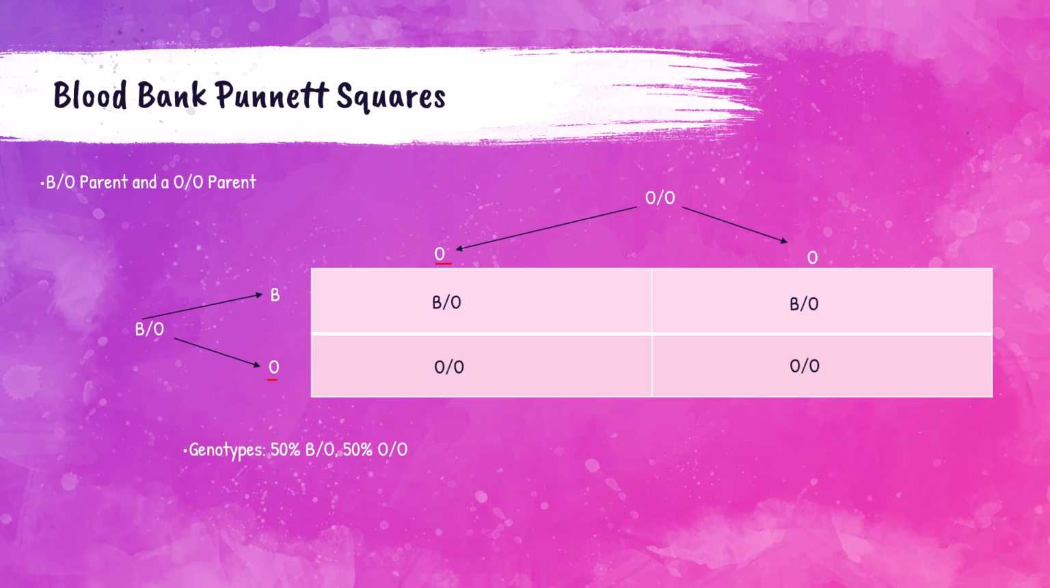So what are the phenotypes going to be? So those are the genotypes. So the phenotype, so a B/O is going to express as a group B patient, right? So we have 50% group B, and then an O/O is going to present phenotypically as a group O. So we have 50% group B, 50% group O. All right, so that's the last Punnett square in blood bank I'm going to do.